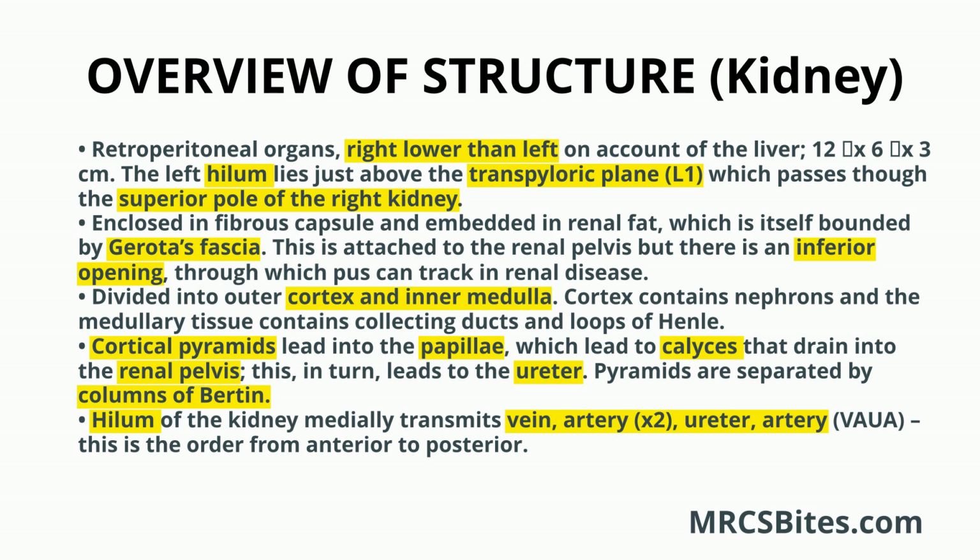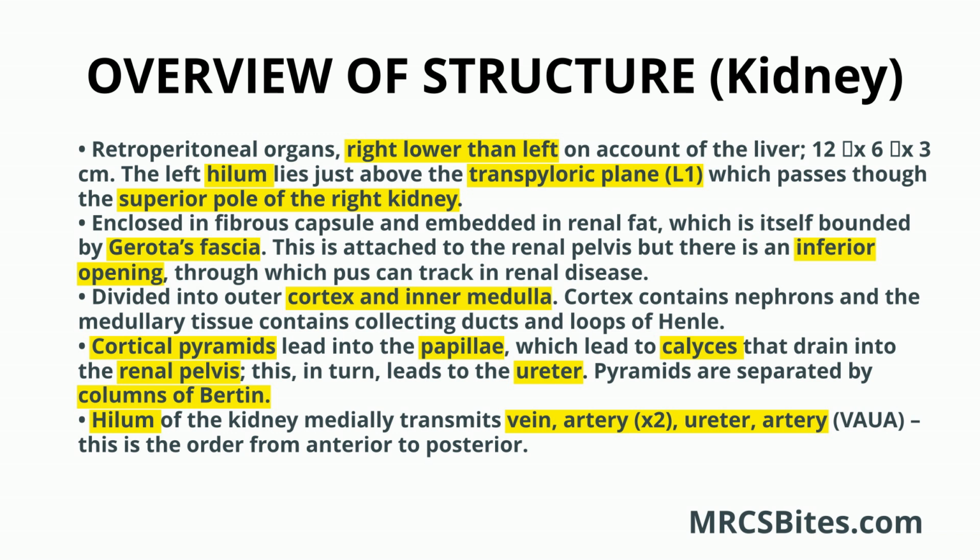This is attached to the renal pelvis, but there is an inferior opening through which pus can track in renal disease, divided into outer cortex and inner medulla. Cortex contains nephrons, and the medullary tissue contains collecting ducts and loops of Henle. Medullary pyramids lead into the papillae, which lead to calyces that drain into the renal pelvis. This, in turn, leads to the ureter. Pyramids are separated by columns of Bertin.